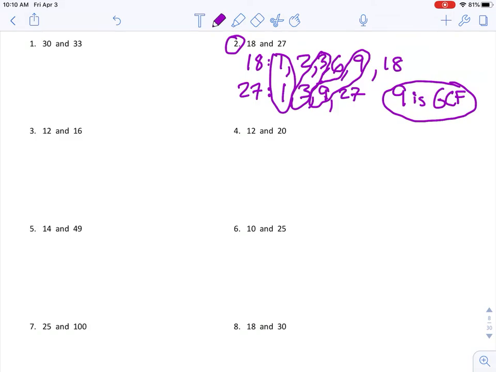Okay, so that's essentially it for finding greatest common factors. You guys should do the other ones and then obviously check your answers to make sure you got these correct.